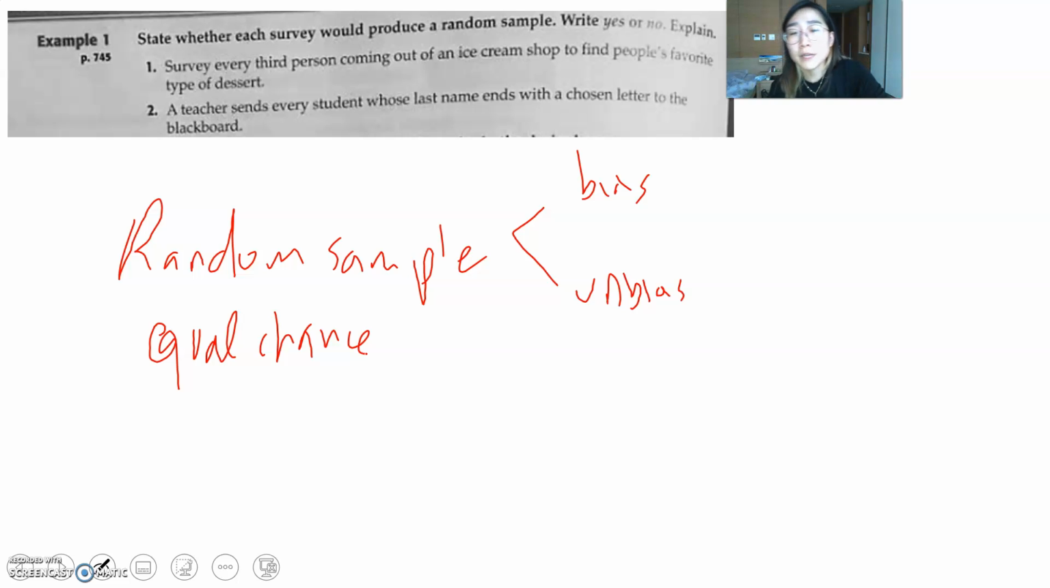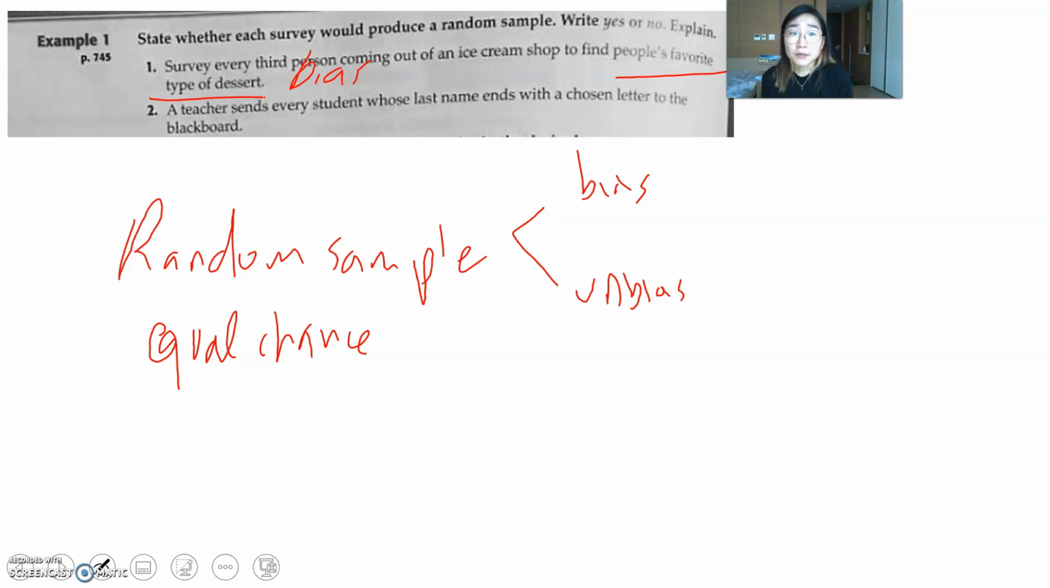Survey every third person coming out of the ice cream shop to find people's favorite type of dessert. Would you say this is biased or unbiased? This is a biased sample. It's not random. Think about it: you went to an ice cream shop, which means you probably like ice cream better than any other dessert, because if you had other options that you liked more, you probably would have gone there. So this question, asking people's favorite type of dessert, will produce a biased sample because people are coming out of an ice cream shop.